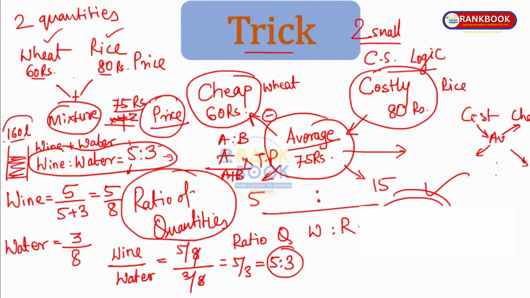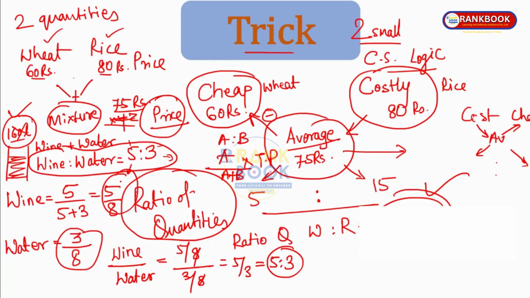Now if they have given that the total mixture is 160 liters, then we can find the amount of wine by 5 upon 5 plus 3 multiplied by 160, right? 160 is the total mixture. If they have not given the total mixture, then also it is fine. We can simply say that the amount of wine is 5 by 8, the amount of water is 3 by 8, and when we mix both of these, we get the entire mixture. Just remember these two concepts and this would help you to solve all sums related to mixture and alligation.